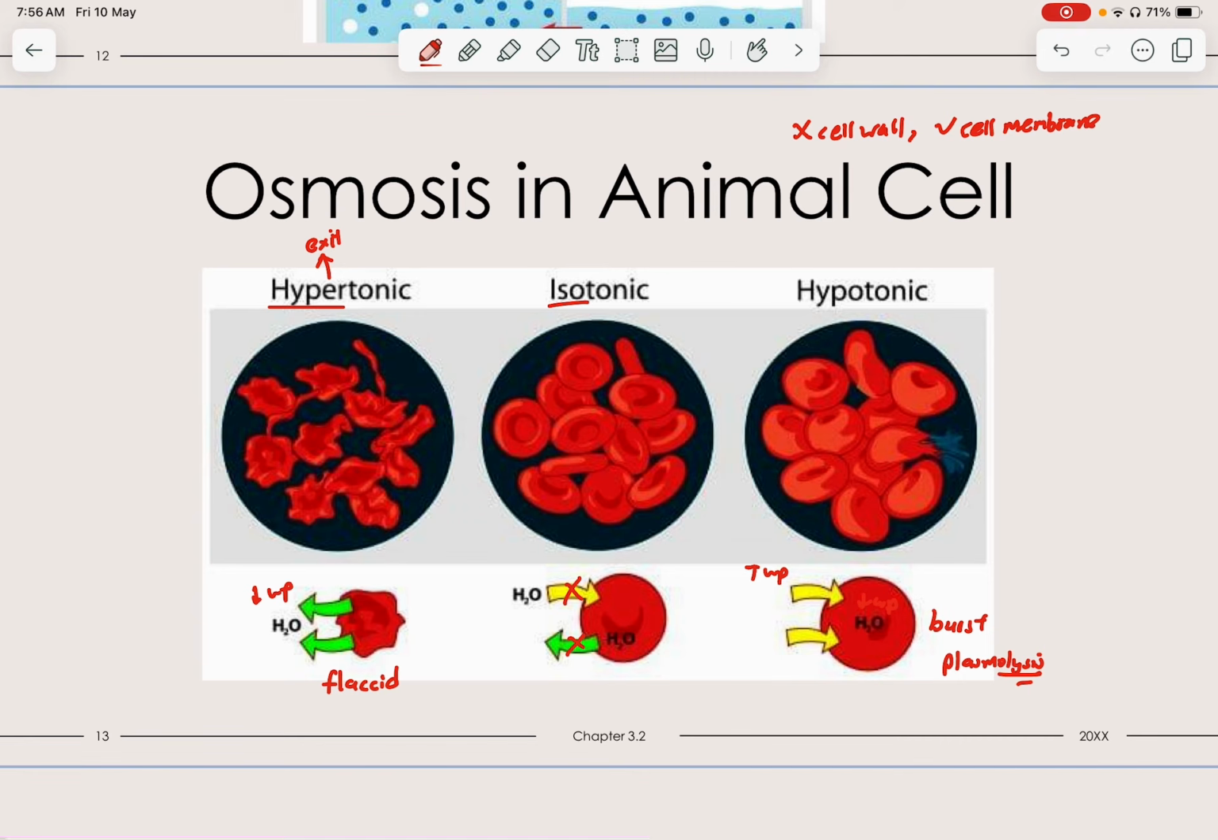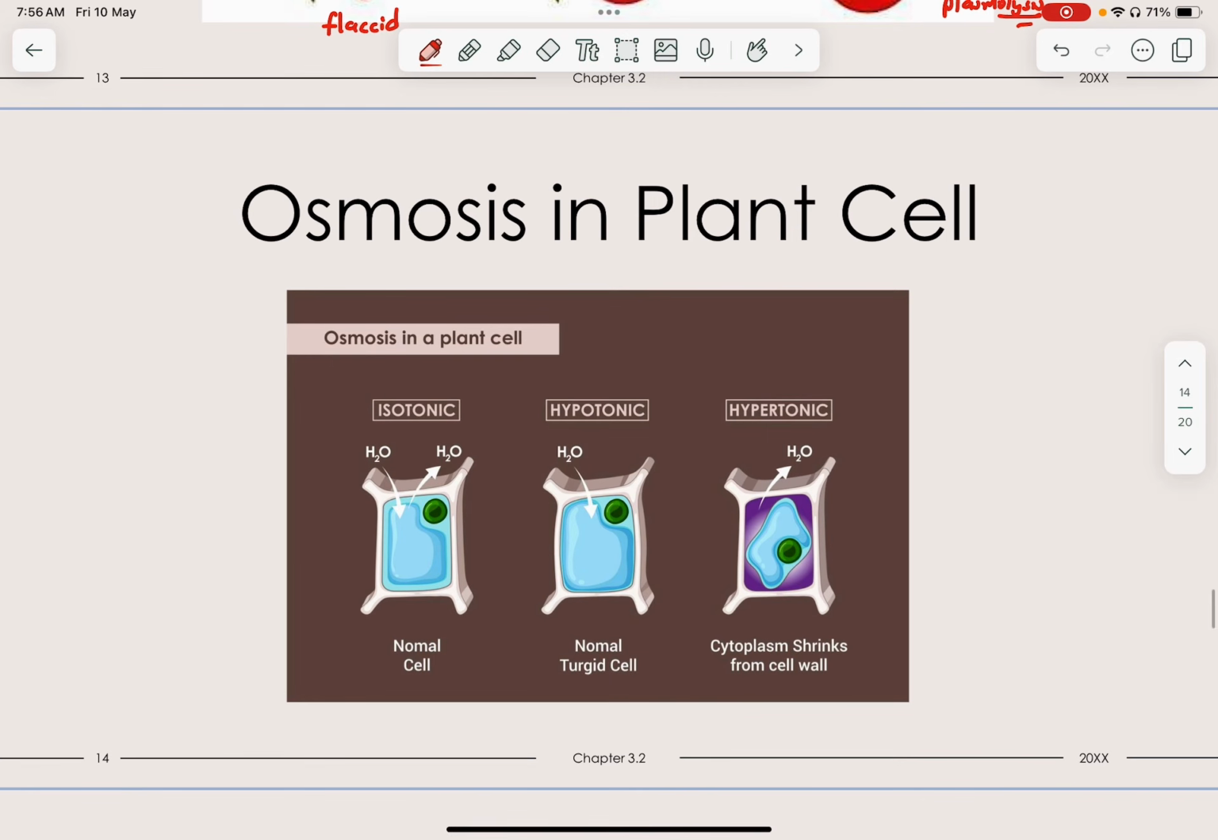Okay, plasmo means the plasma membrane bursts. So osmosis in plant cell, I think it's the same thing, but this time plant cells have the cell wall. So there is no bursting in plant cells. Let's see isotonic first. So isotonic, normal cell. When water enters and also water exceeds, this cancels out the effect. So there is nothing happening to the cell. Iso means same on both sides. Hypotonic means outside has a higher water potential, inside has a low water potential. Water enters, and this is what we know as hypotonic.